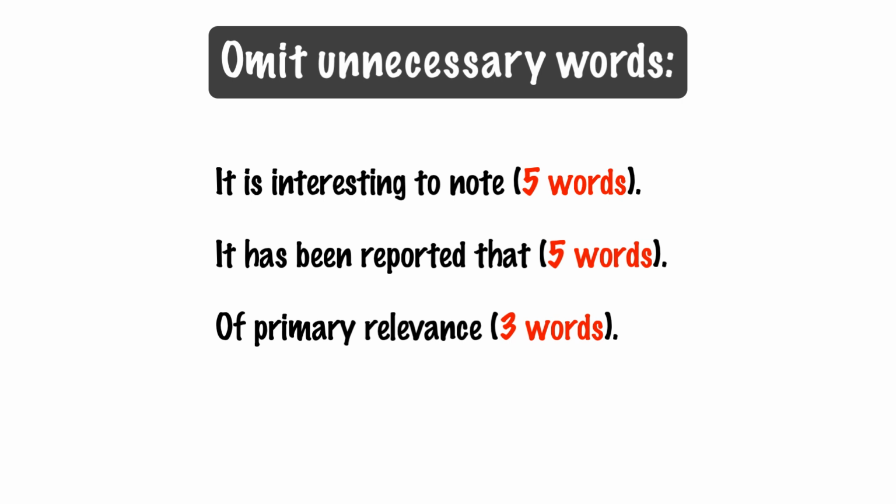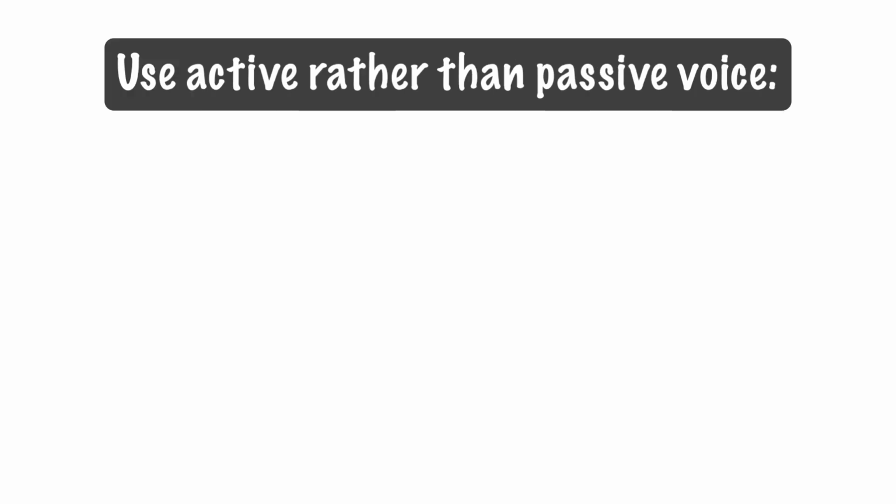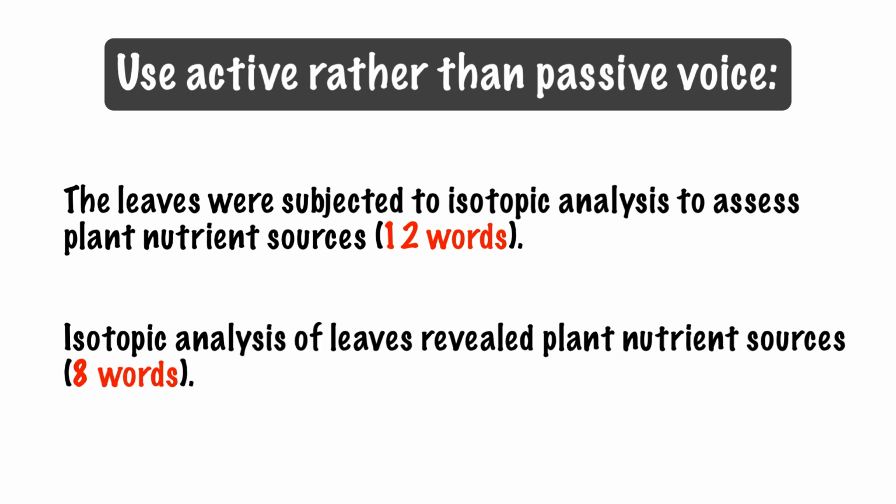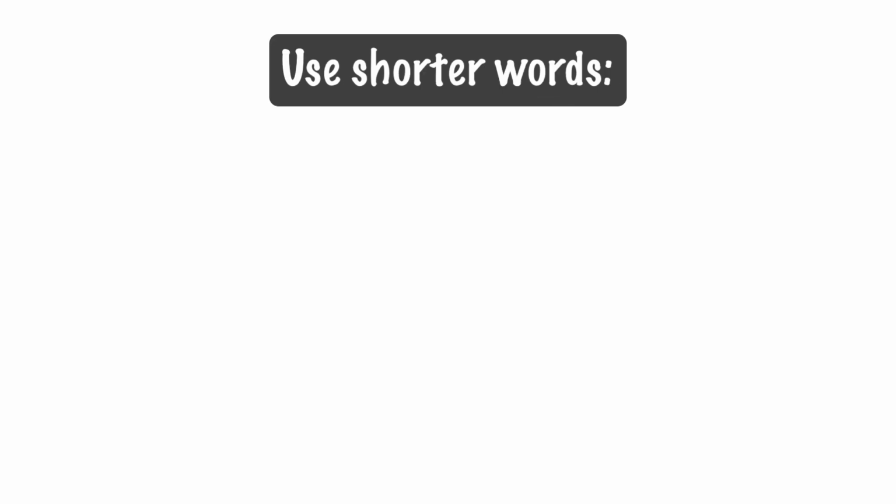Omit unnecessary words: "it's interesting to note," "it has been reported that," "of primary relevance." Use active voice, which often requires fewer words than passive voice. "The leaves were subjected to isotopic analysis to assess plant nutrient sources." This is passive. The active version requires fewer words: "Isotopic analysis of leaves revealed plant nutrient sources."